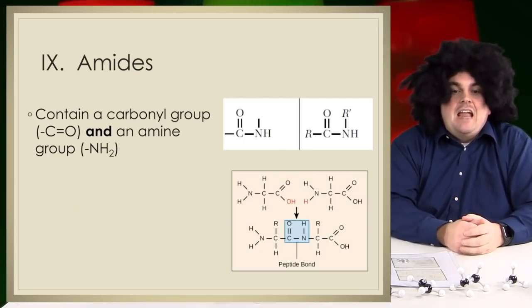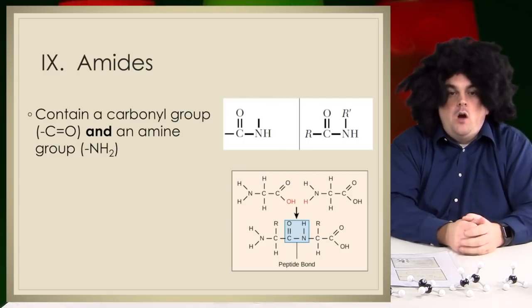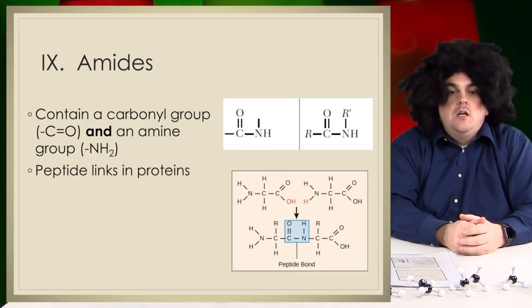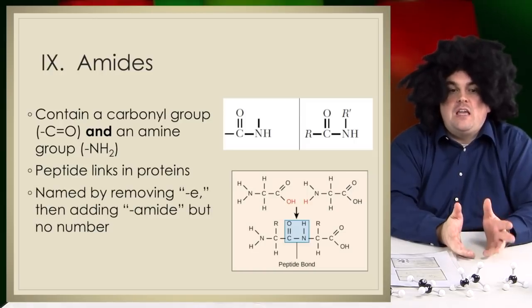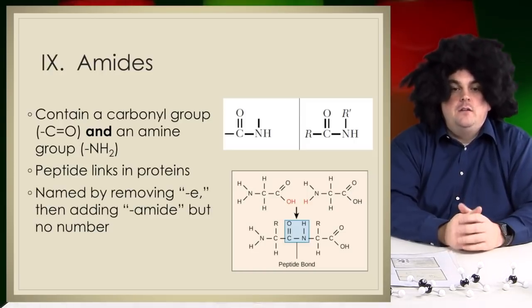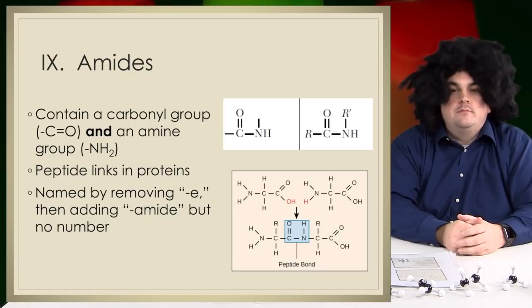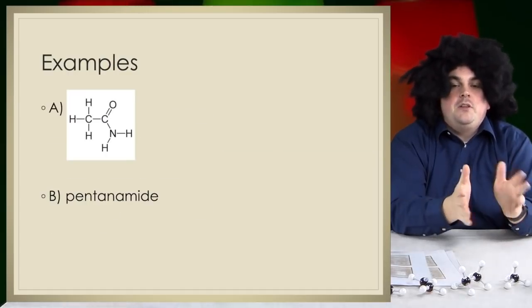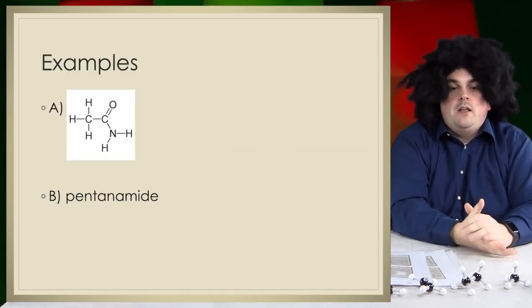Amides contain a carbonyl group, C double bonded O, and an amine group, the NH2 group. Peptide links in proteins, named by removing the E, then adding amide, but no number. All right, ladies and gentlemen, I have a couple examples of amides for you. Shu, are you ready? I'm ready.